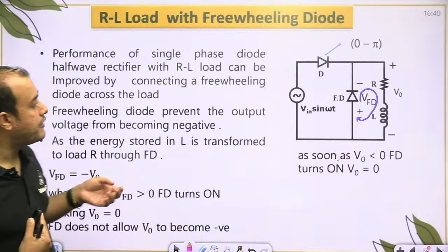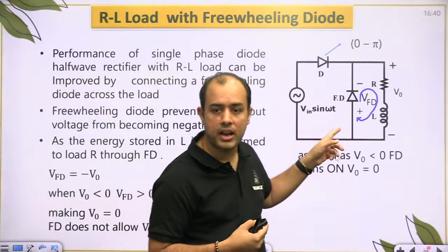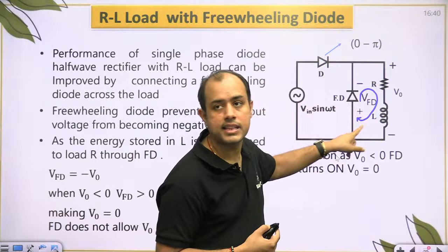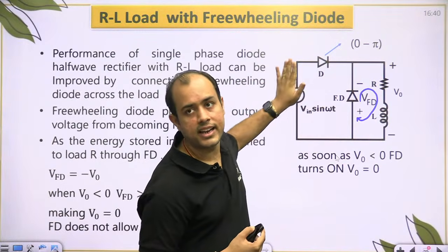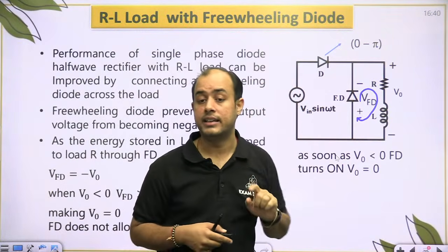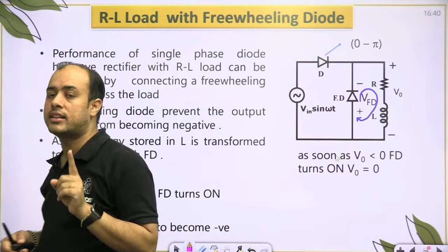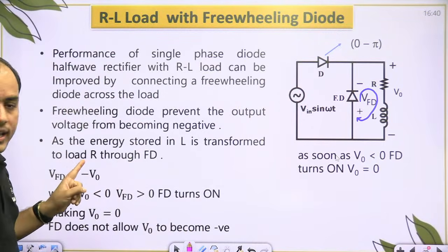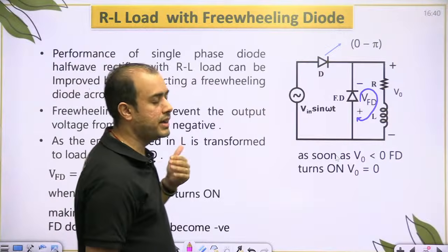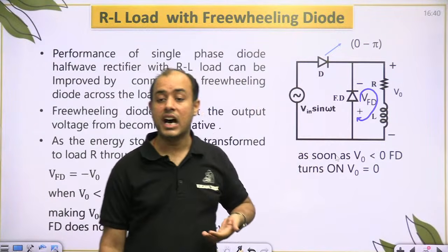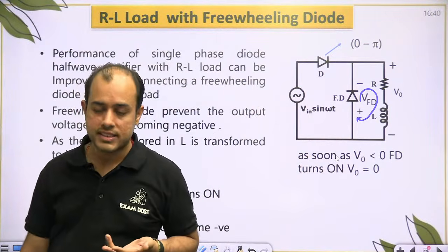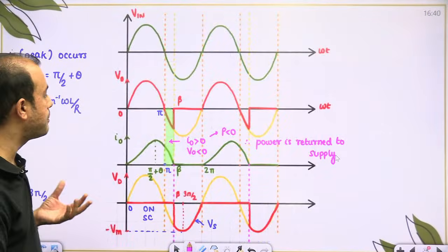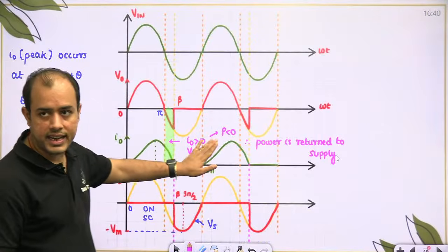But now beta, when freewheeling diode will be on after pi, current will circulate in this loop. It cannot reach the supply. So inductor does not return the stored energy to the supply, because of which it will now take more time to discharge. देखिए पहले क्या हो रहा था, पाई से बीटा तक पावर नेगेटिव थी.